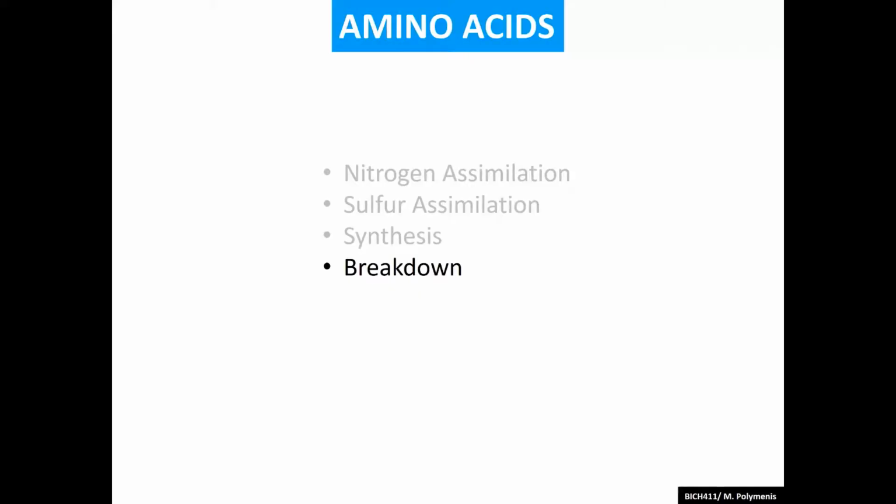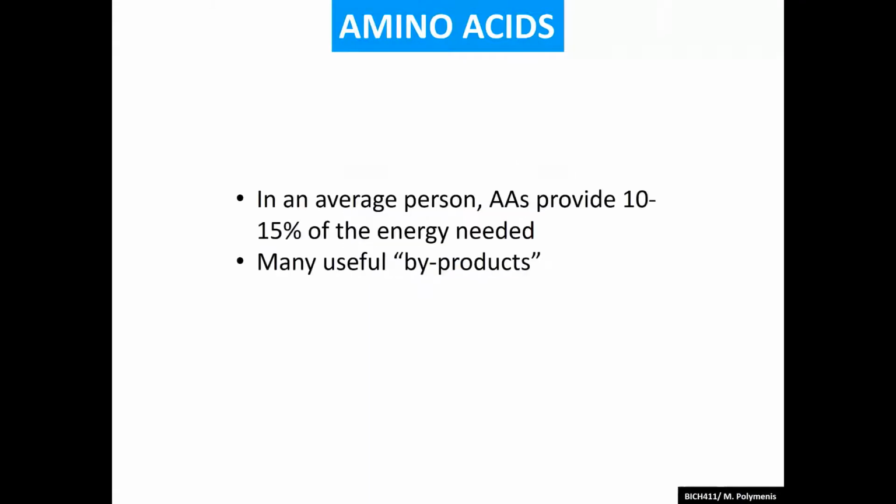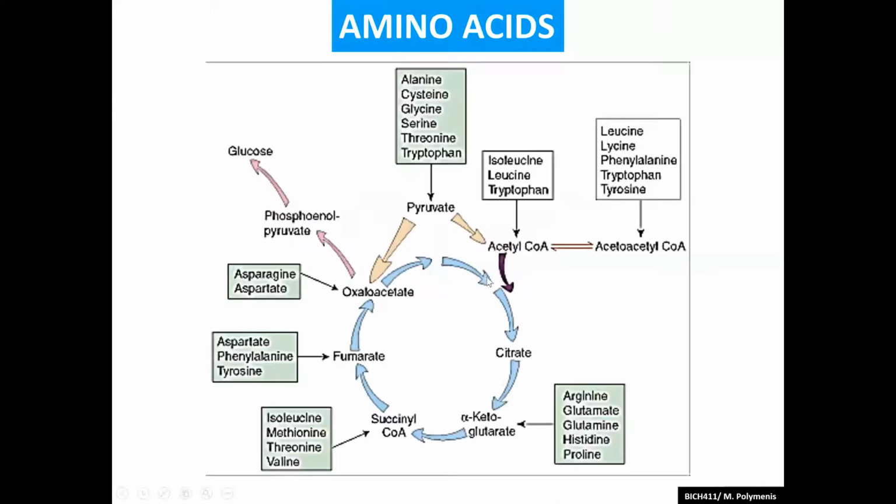So there is a lot of protein turnover. In an average person, amino acids already not in our diet, amino acids that we have incorporated into cellular constituents, when such proteins are broken down, they provide about 15% of the energy needed. And on top of that, there are many useful byproducts of amino acid breakdown.